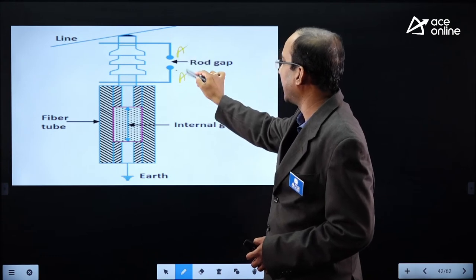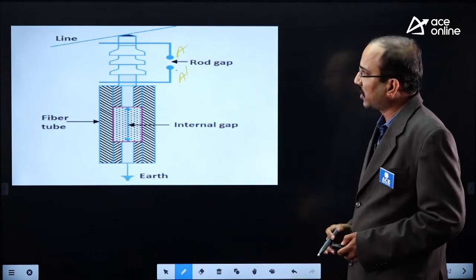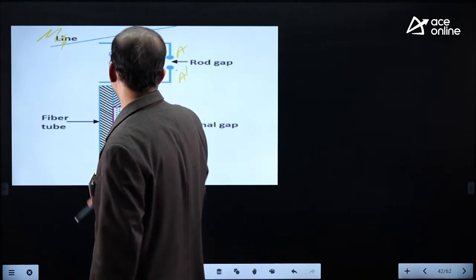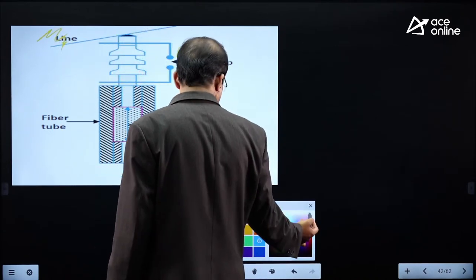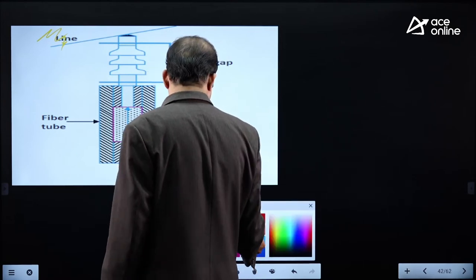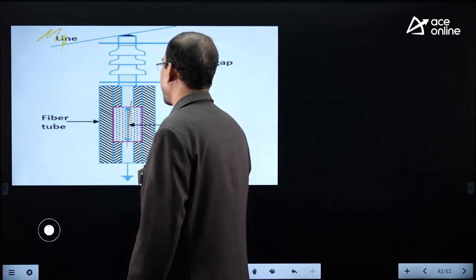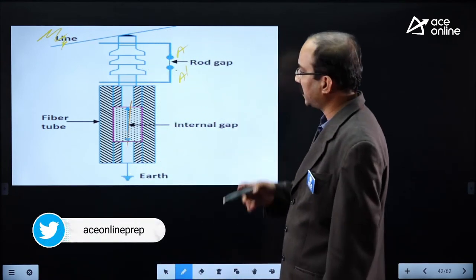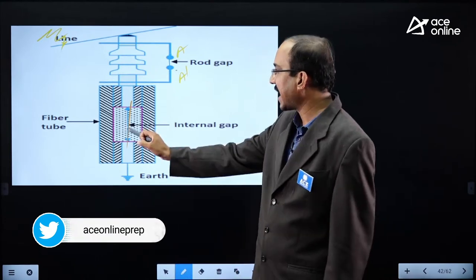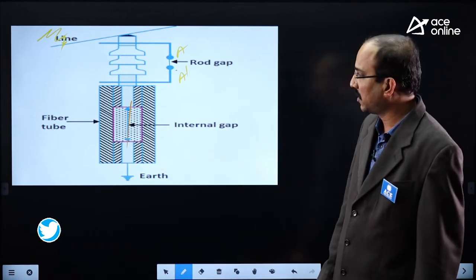A and A dash, this is the rod gap. Whenever there is a lightning hitting on this line, what happens? This gap gets conducted, and between the bottom electrodes also there will be conduction taking place. Arc is initiated between these two electrodes also. So whenever the arc is formed in this internal tube, what happens?